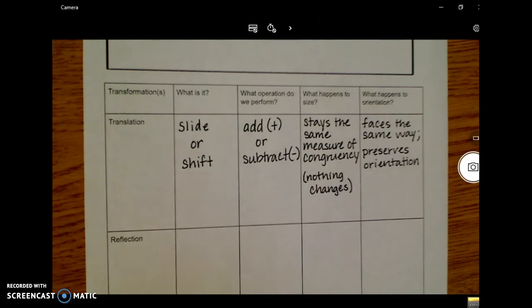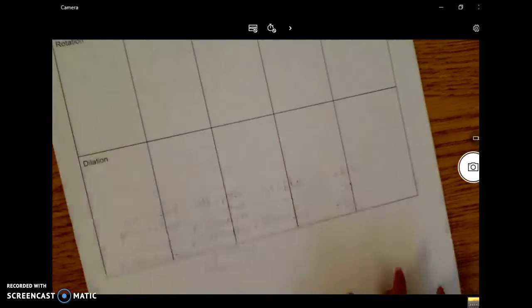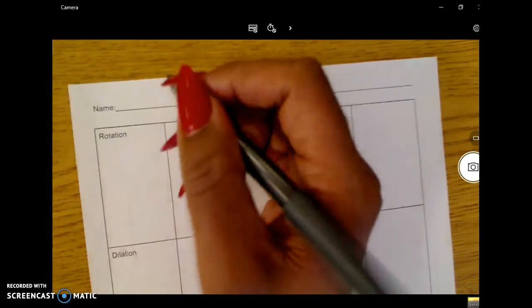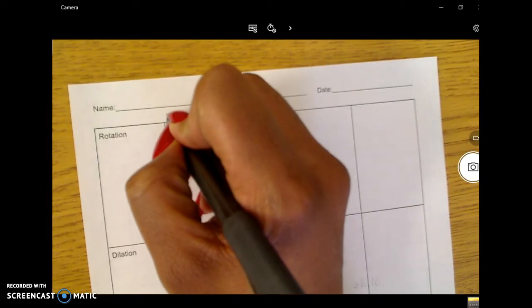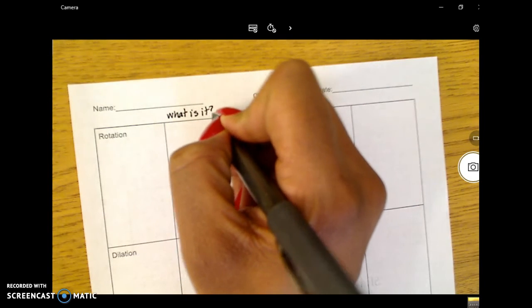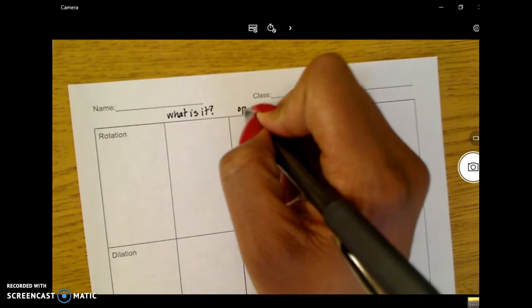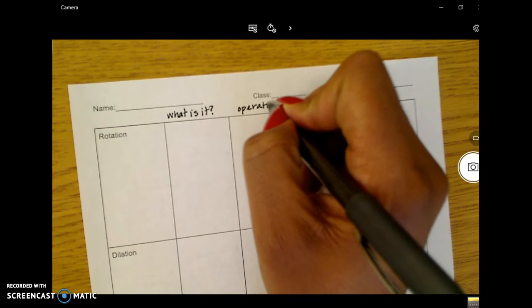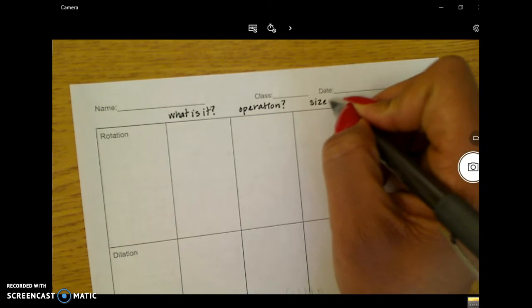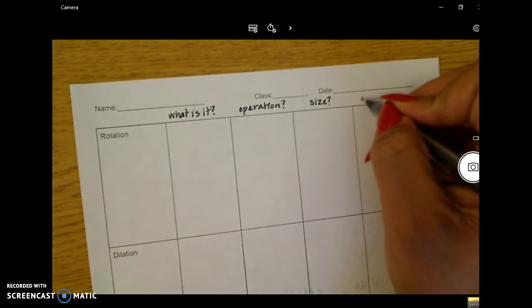So here we are back with our notes, and we're going to take a few notes on rotations. I would like for you to flip over your graphic organizer, and the back talks about rotation. I did not include the headings on the back side, so if you want to write those in really quickly: what is it? The operation involved. What happens to the size? And then what happens to the orientation?